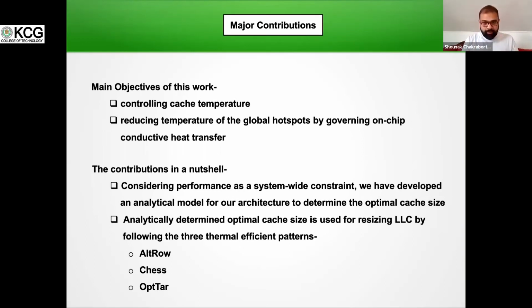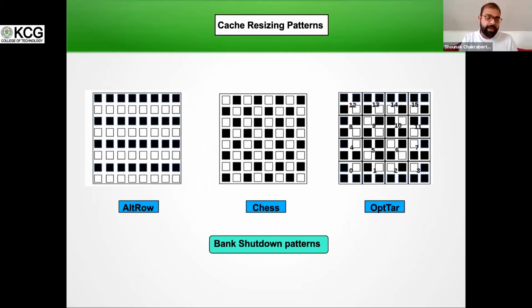And while turning off the cache banks, we followed 3 patterns. One is altro, another is chase, and the third is opter. Altro, practically here on the left, is where alternating rows are turned off and on, right? And here, 50% of banks you can turn off. The black represents the prospective banks that will be turned off. On the other hand, chase follows the pattern of a chessboard or checkerboard, where at max you are allowed to shut down 50% of the cache.